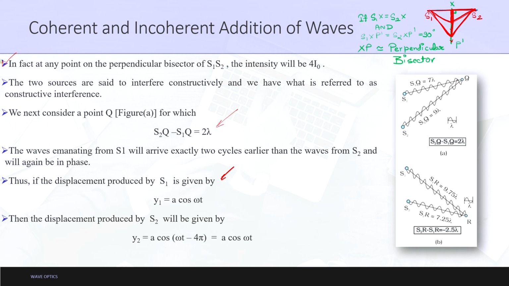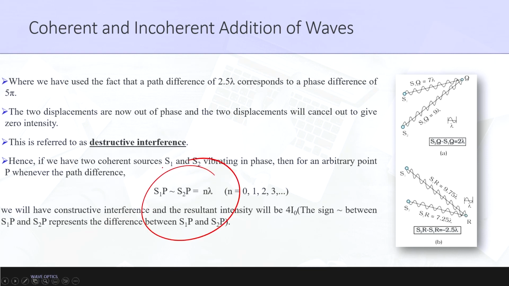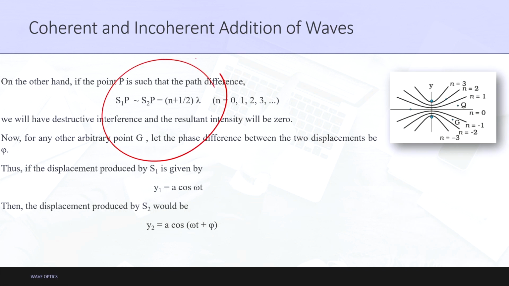Similarly, destructive interference was done, and then finally we concluded that if S1p minus S2p was n lambda, then it was constructive interference, and if S1p minus S2p was n plus 1 by 2 lambda, then it was destructive interference. Today let us go on with this point again. Let me explain to you again. Let us use this diagram on your right. Let us suppose this is the source S1, this is the source S2.